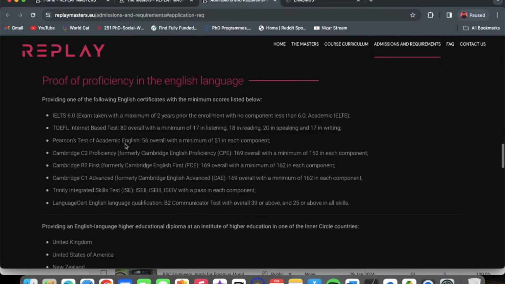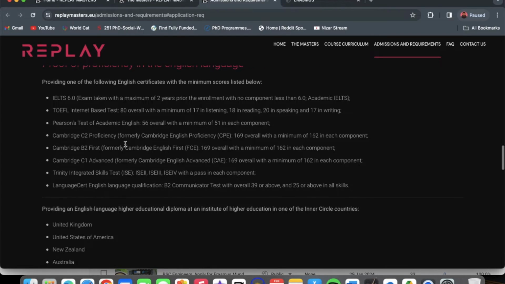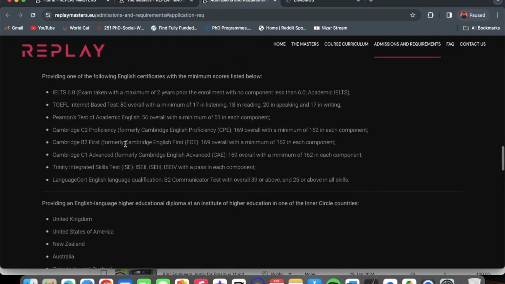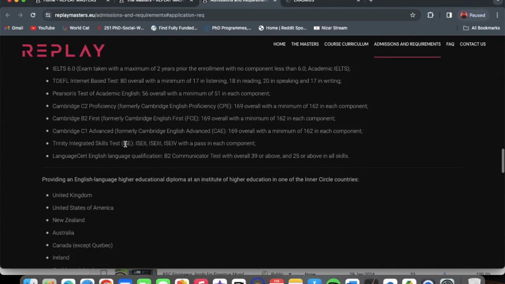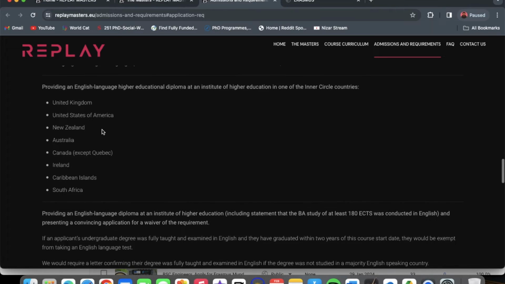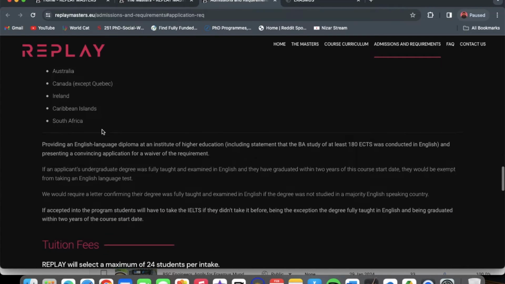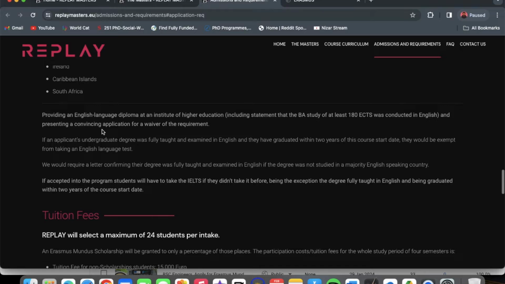And then I've already spoken about the English proficiency. So this is the first part, is talking about providing one of the following English certificates, that is the IELTS, the TOEFL, the Cambridge and the rest, but we are not interested in that. I am going to explain why you can provide an English proficiency letter from your university and how that qualifies you. Okay, so let's continue.